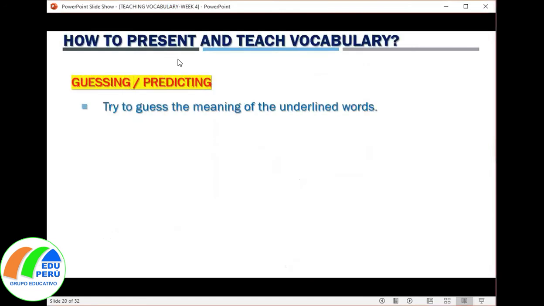Now, the other is guessing and predicting. Try to guess the meaning of the underlined words. I think this is for more advanced level students. These kinds of exercises are for more advanced level students.